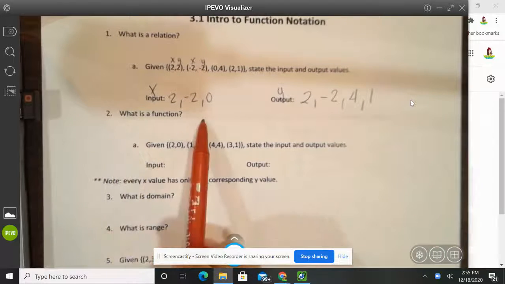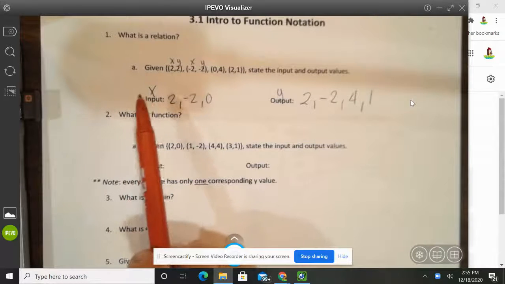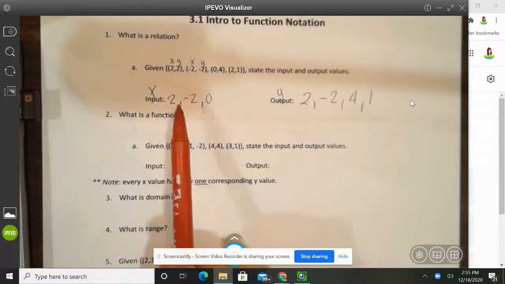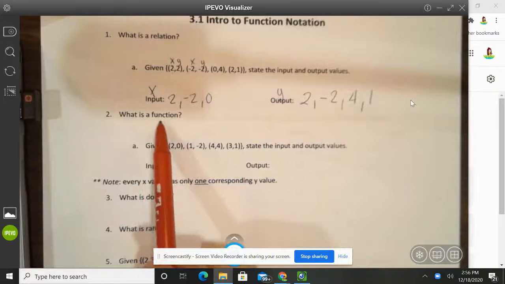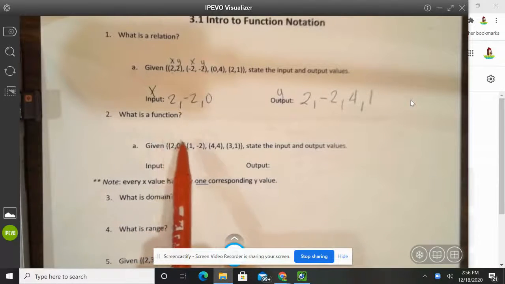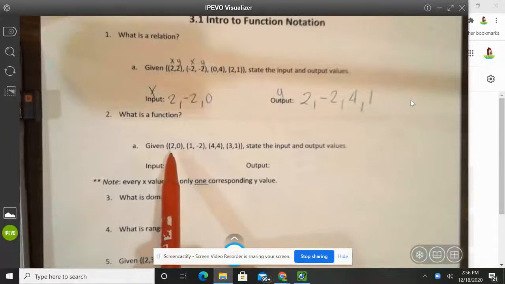All right, so what is a function? A function is whenever you have a y, there's only one x for that y. That means that if in the relation your x repeats, then it's not a function. So when it repeats, it's not a function. That's what we have to remember. If your x repeats, it's not a function.